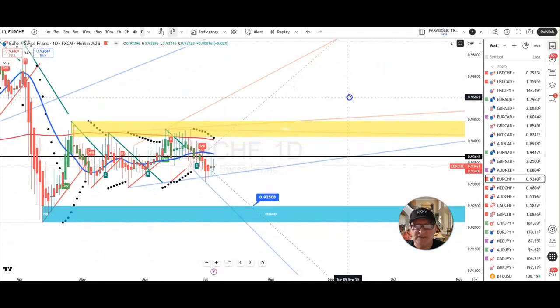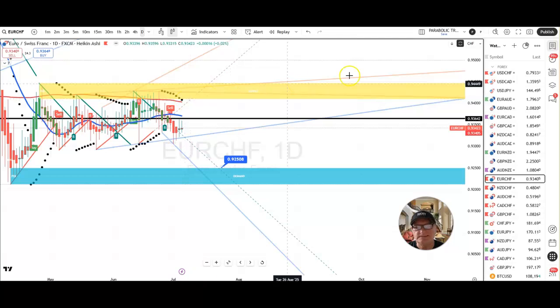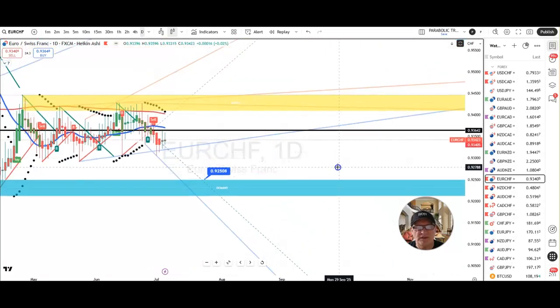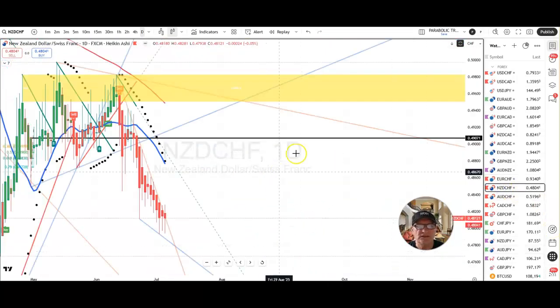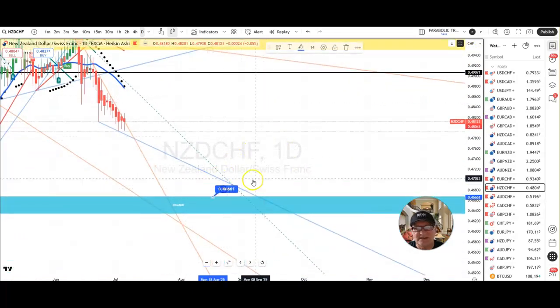As I mentioned earlier, the Swiss franc futures is strong, so we do expect continued downtrend on the Euro Swiss. This is heading for 92.50. Stop up here. Could go down further, but there's no support lines to go by. New Zealand Swiss is weak, as confirmed, and heading for 46.70.